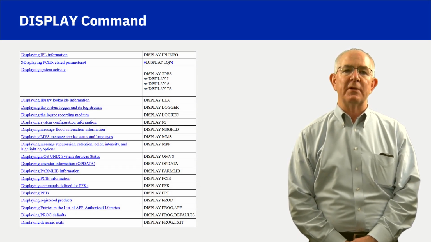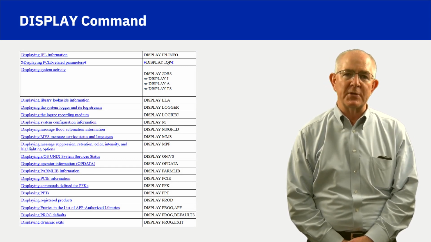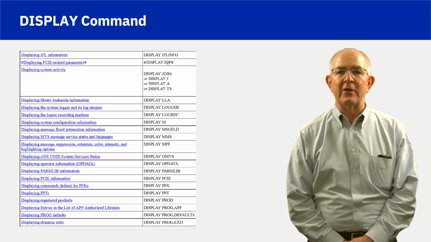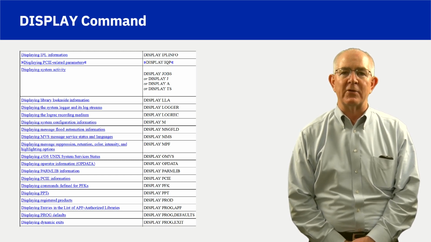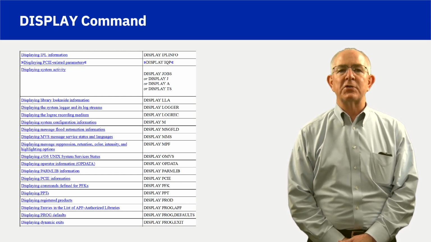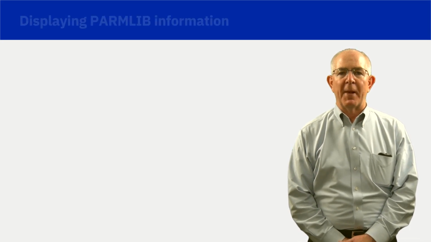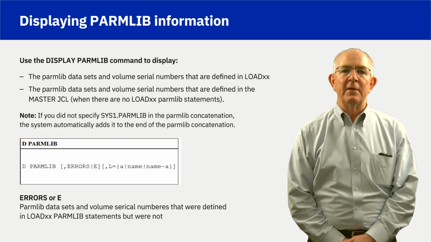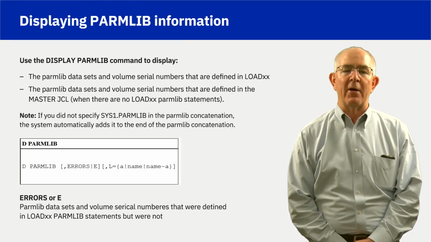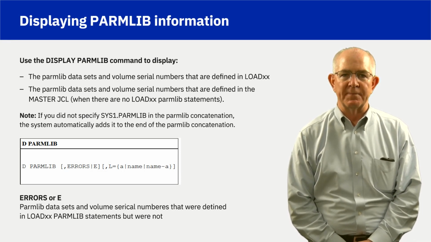z/OS customization and configuration parameter libraries, parmlibs, are data sets containing z/OS global behavior settings read during system startup. Let's select Display PARMLIB Information. Display PARMLIB Information details include command output description and additional command syntax operands.